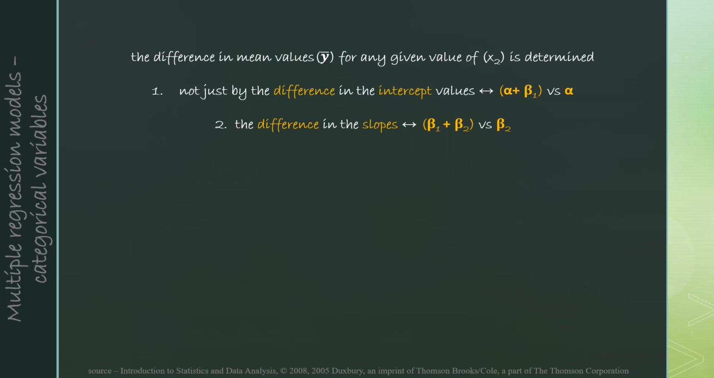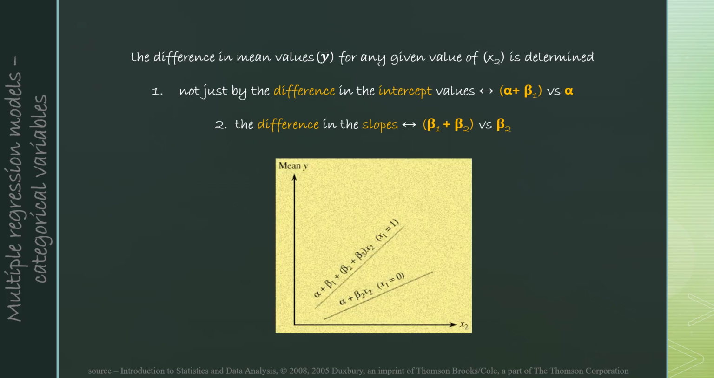The resulting regression line graphs are shown below. The difference in the mean values y bar for any given value of perceived value of writing x2 is determined not just by the difference in the intercept values alpha plus beta 1 versus alpha, but also by the difference in the slopes beta 1 plus beta 2 versus beta 2.